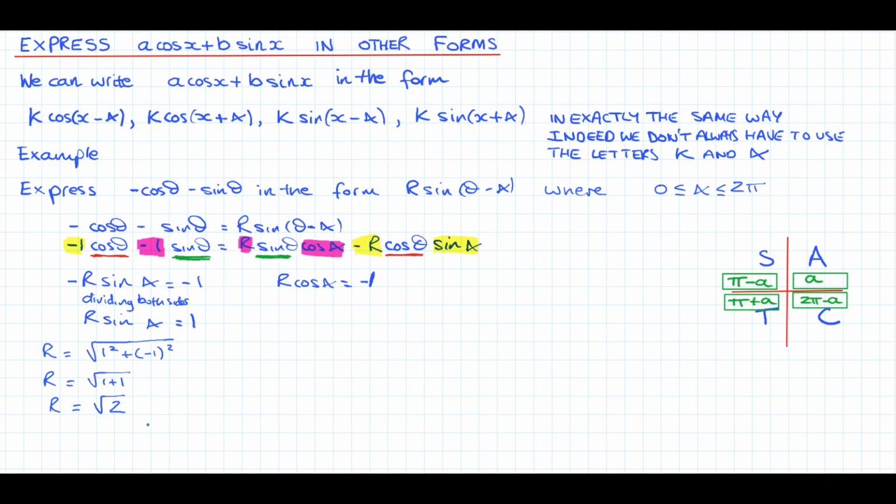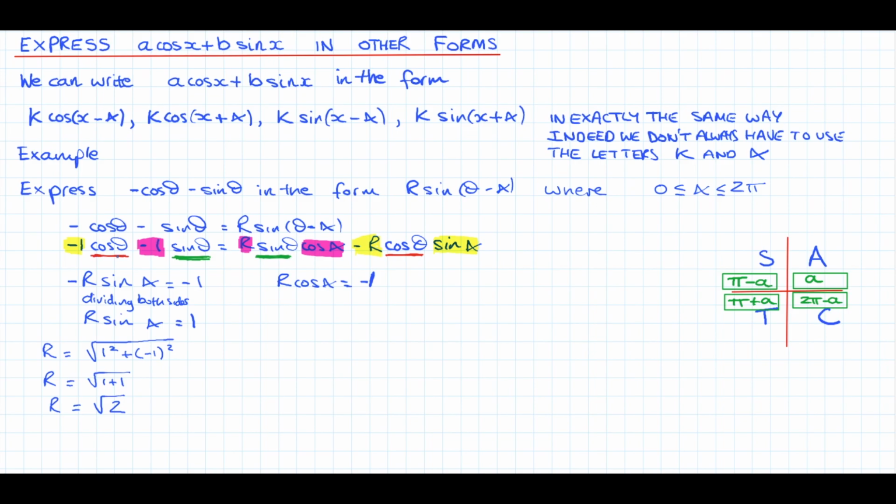Now again, it's minus cos theta minus sin theta. To keep it in the same format, I've written the number that would be there. It's minus 1 cos theta minus 1 sin theta. And my expansion would be r sin theta cos alpha minus r cos theta sin alpha. And then we begin the process of matching them up. Now this is a bit different again. Here we've got cos theta here, and when we look over to this side, here's cos theta here. So it's not just the same as before.